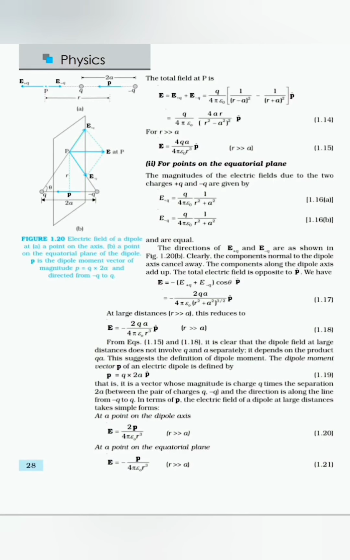The dipole moment vector p of an electric dipole is given by p equals q into 2a. That is, it is a vector whose magnitude is charge times the separation 2a between the charges minus and plus q, and the direction is along the line from minus q to plus q. In terms of p, the electric field of a dipole at large distances takes simple forms. At a point on the dipole axis it equals 2 times kp by r cube, and on the equatorial plane it is kp by r cube, which is half of the electric field on the axis.